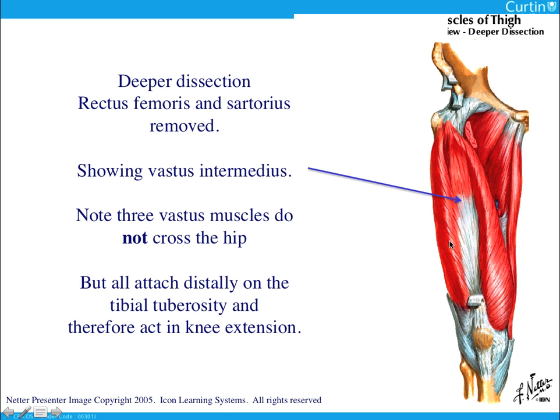So again, we've had the vastus lateralis, vastus medialis, vastus intermedius, sandwiched in an intermediate position, and rectus femoris over the top. Rectus, if you remember, means straight, so it's a muscle that goes straight down over the femur. Note, the 3 vastus muscles do not cross the hip. All of them attach to the tibial tuberosity and therefore act in knee extension. All of them. Cool.